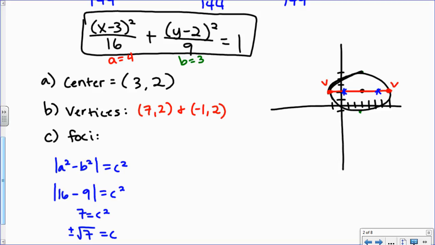So this is at 3. From 3, I went right square root of 7, so that's 3 plus square root of 7. And I didn't move up or down from the center, so my y coordinate was still 2. And then I went left square root of 7, so 3 minus square root of 7, 2.